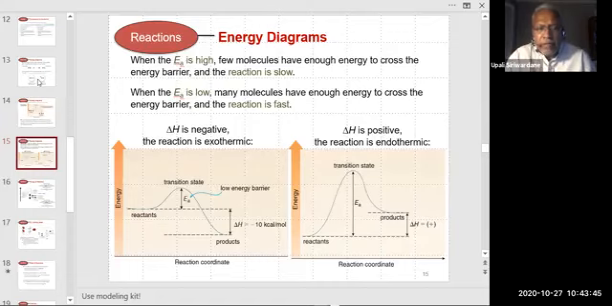So we can compare different energy diagrams for exothermic and endothermic reactions. First one is exothermic, where the products have lower energy than the reactants. The second one is the endothermic reaction. Products have higher energy than the reactants. Still, they must go through activation energy. So the first reaction has low activation energy. The second one has higher activation energy.